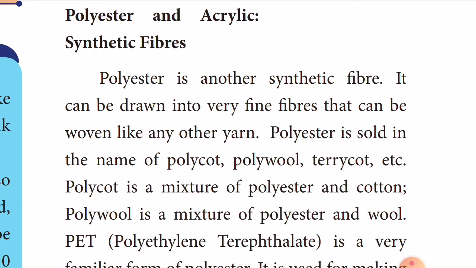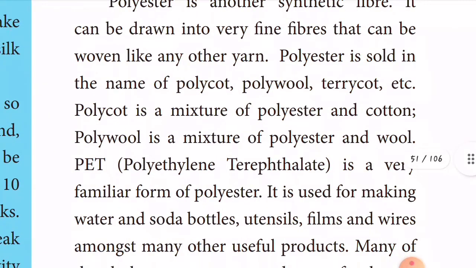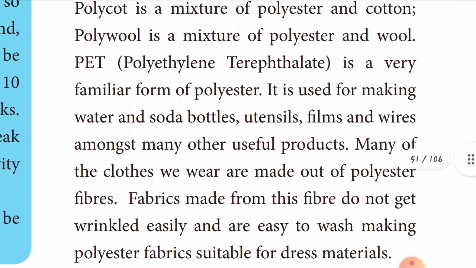Here, children, polyester is another synthetic fiber. It can be drawn into very fine fibers that can be used in weaving like any other yarn. Polyester is sold under names like polycot, polywool and terracot. These are the best examples. Polywool is a mixture of polyester and wool. PET means polyethylene terephthalate. It is very familiar from polyester. It is used for making water and soda bottles, and utensils, films and wire, amongst many other products.